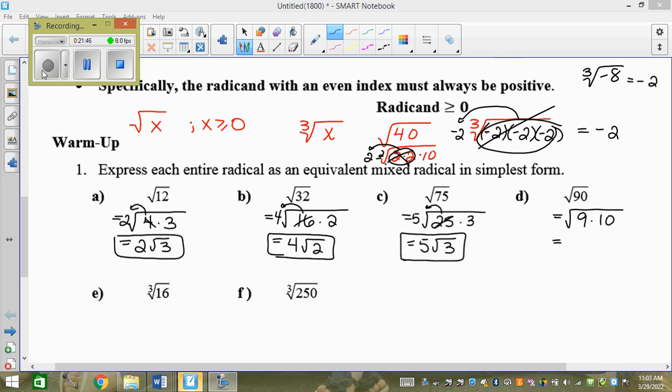So, root 9 becomes a what? 3. So we get 3 root 10.